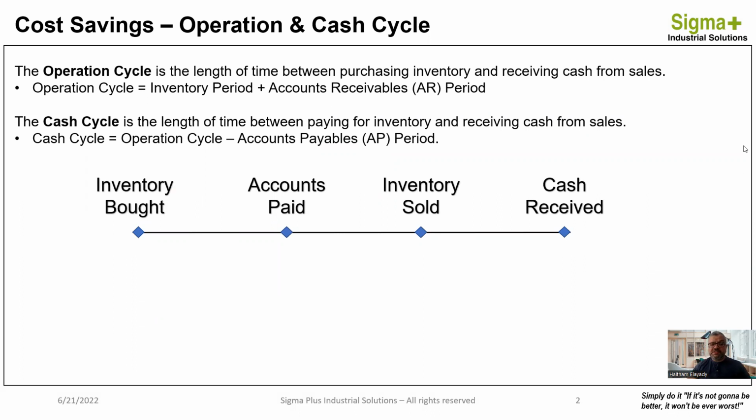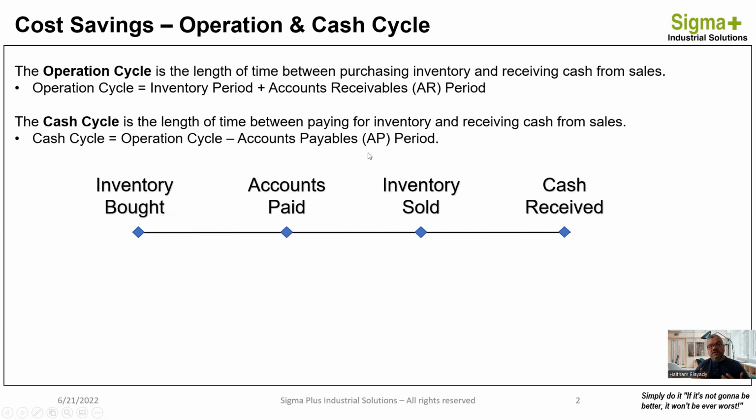In other words, we can say that the operation cycle is the length of time between purchasing inventory and receiving the cash from the sales. It can be calculated from the shown formula, which is the inventory period plus the accounts receivable period, AR. The cash cycle is the length of time between paying for the inventory and receiving the cash from the sales. It can be calculated through the shown formula, which is the operation cycle minus the accounts payable period, short-termed AP.